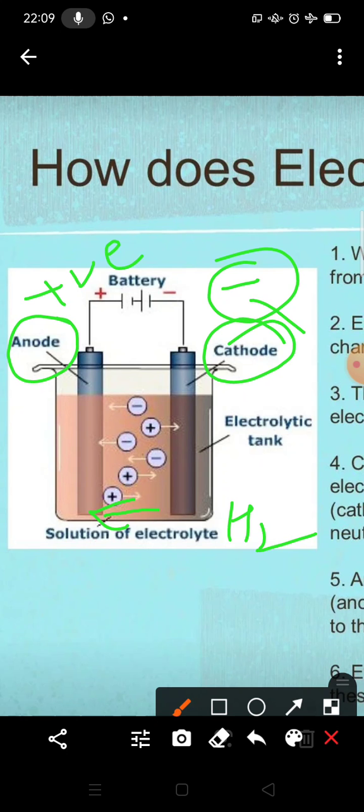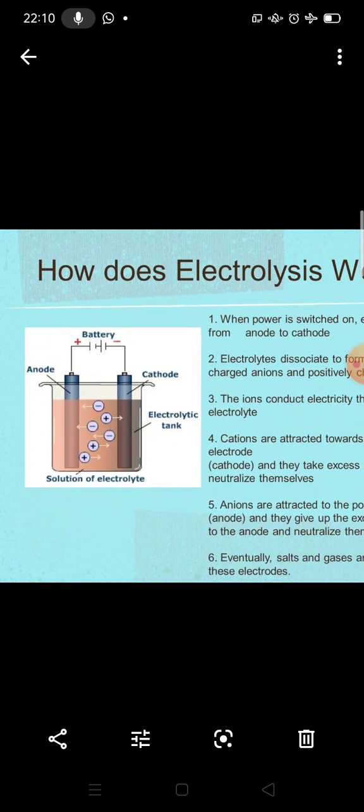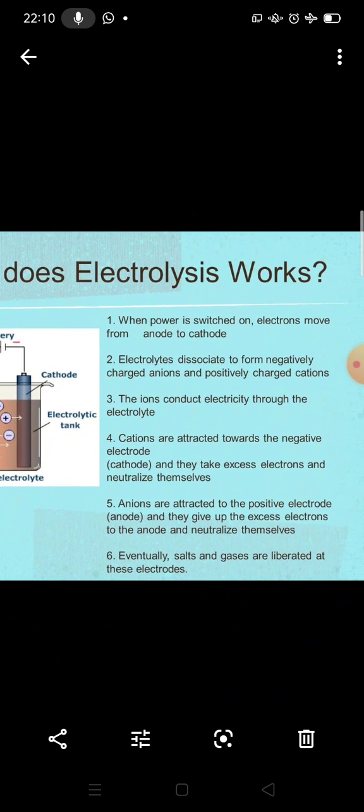Ions of the electrolyte are groups of atoms that contain positive and negative charge. So these ions move opposite to their charges. Okay, so this is the electrolysis of water. Students, the electrolyte dissociates to form negatively charged anions and positively charged cations.